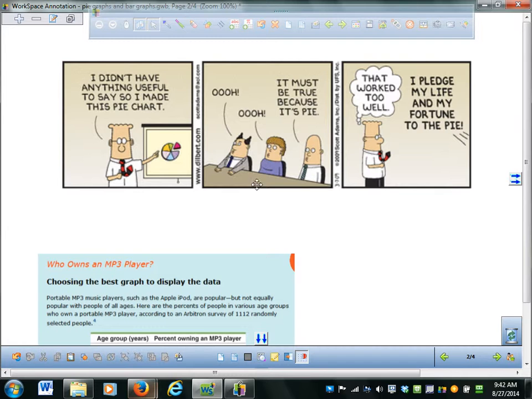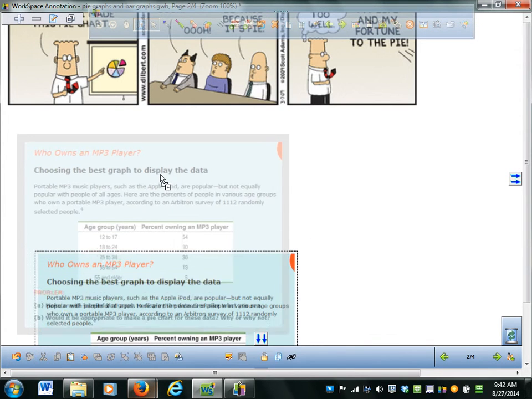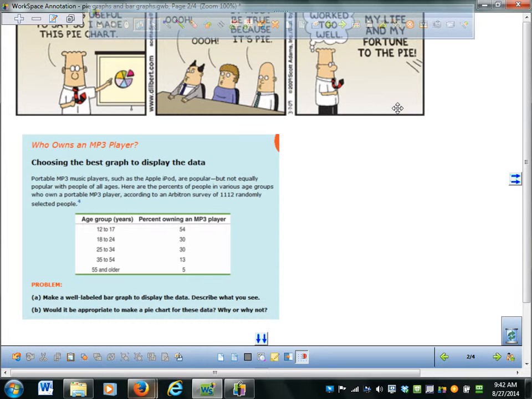Ooh, it must be true because it's a pie. That worked too well. So if you make fancy graphs, people think you're really smart, even if you don't know anything. You know? So I think that's the point they're making there. All right, so let's get rid of Dilbert.